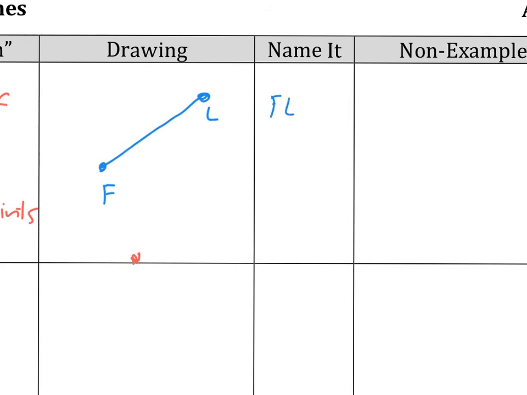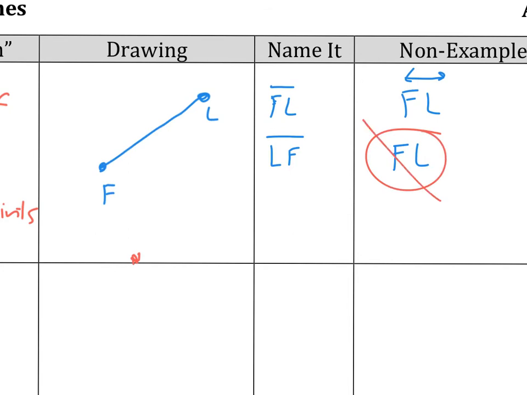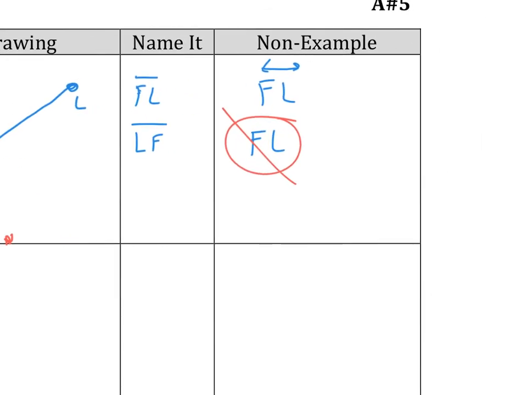So FL, when I name it, looks like this. I can say segment FL or segment LF. Both of those work. I would not put an arrow above it or a line like that. I would not say just FL by itself, okay? Because FL means something else. Just FL with no symbol actually means the distance, like how far from F to L. And of course, anytime you put an arrow on it, then this is not a segment.